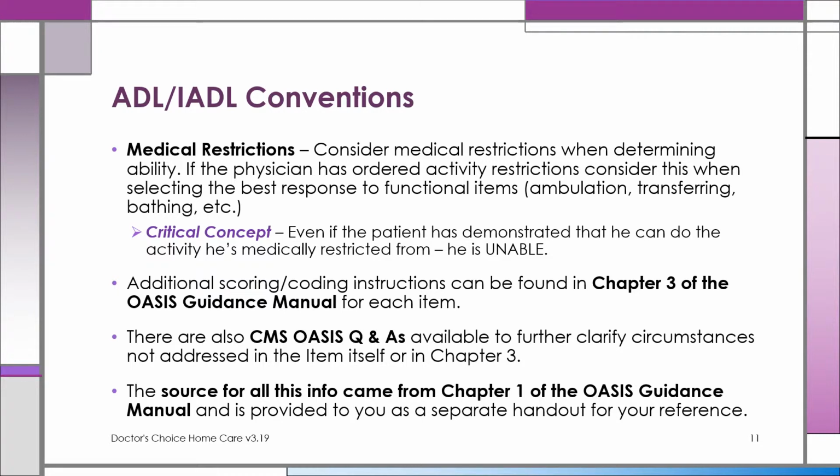In addition to looking at other OASIS scoring items, you can go to Chapter 3 of the OASIS Guidance Manual, which you can find on CMS's website, to have a detailed explanation for any of the OASIS information we're discussing today. There are also CMS Q&As, which are able to help clarify different questions that come up on certain items. And the source for all this information from today's conversation comes from Chapter 1 of the OASIS Guidance Manual.